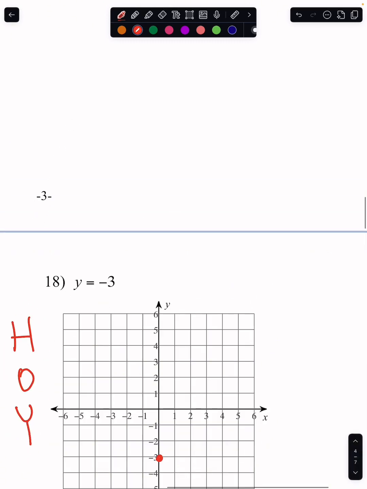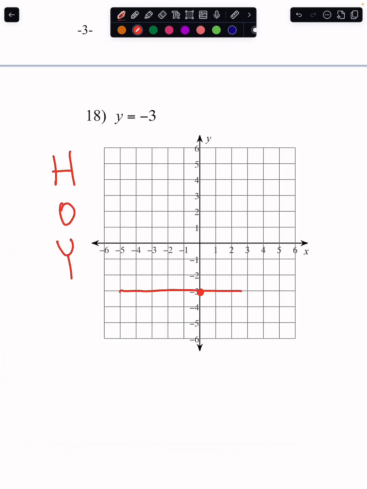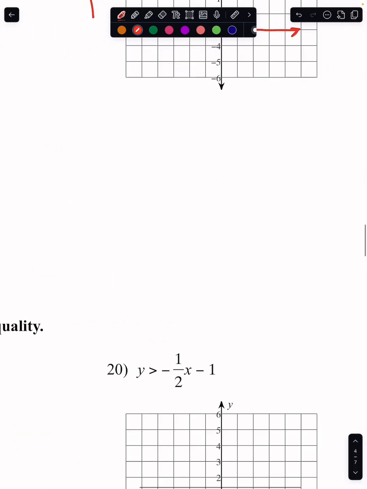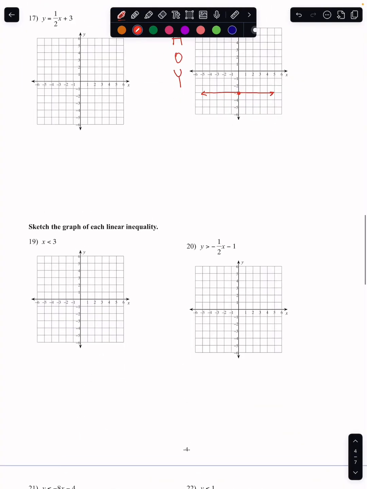Now, before we move to this section, I gave you guys a table so that you can graph these inequalities. I'm going to graph 3 of them. I'm going to do 19, 20, and 22. Remember, in this section, I gave you guys this table.